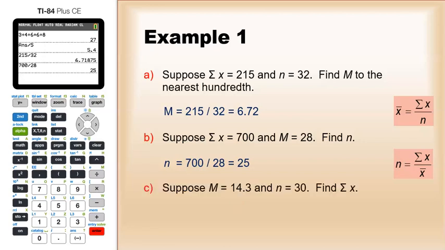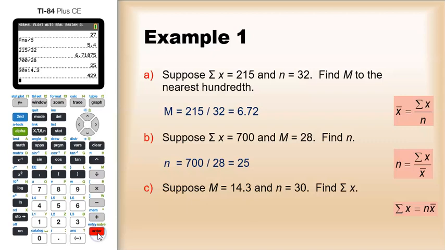And finally, suppose I had the mean and the count, but I want to find the sum. Well, that's the other alternate version, where the sum is the count times the mean. So if I go 30 times 14.3, I get 429. So the total of the values, if you add up all the 30 values, it should add up to 429.